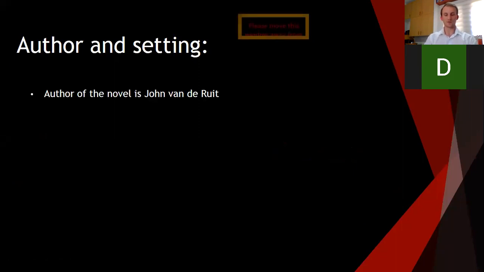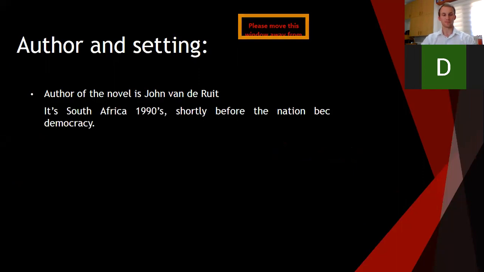As you know, the author of the novel is John van der Ruit. John van der Ruit wrote this book actually about his life at school, and this is a retelling of all the events that took place, and it's a very nice coming of age novel. The setting is South Africa in the 1990s, shortly before the nation became a democracy.